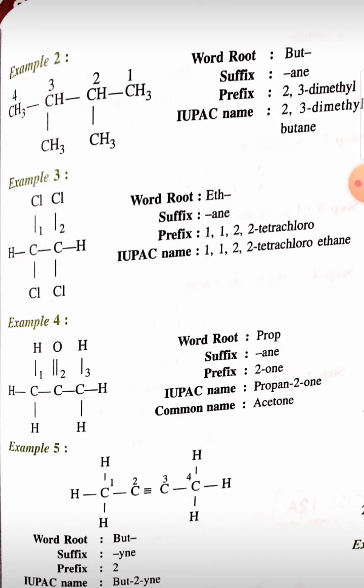In the next structure, as you can see, there are 4 carbon atoms in a straight chain, the root word is but, and you can find a triple bond, so the suffix is yne, and that triple bond is at the second carbon atom. Between the second and third carbon there is the triple bond, but we have to give priority to the least number, so 2 is the locant. The name is but-2-yne. But-2-yne is the correct name of this structure.